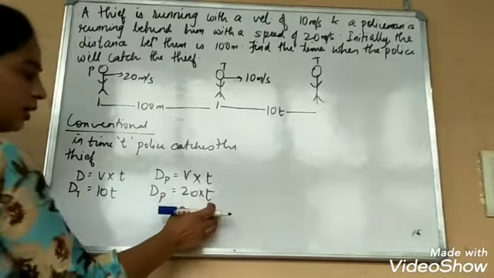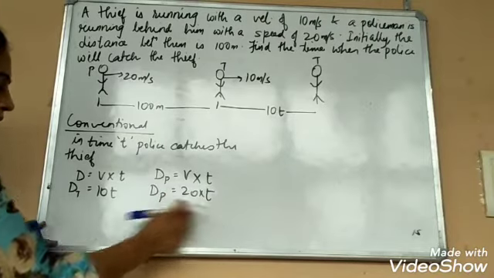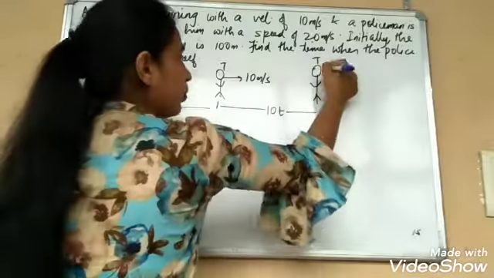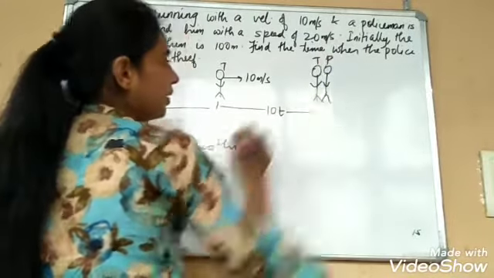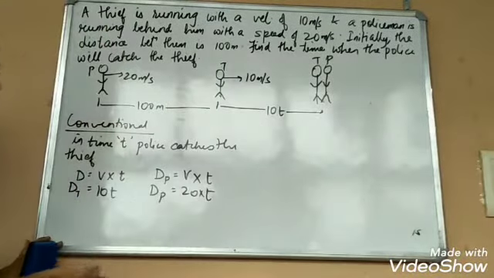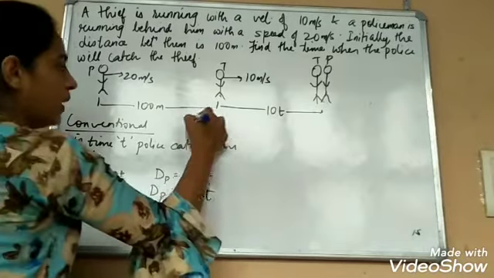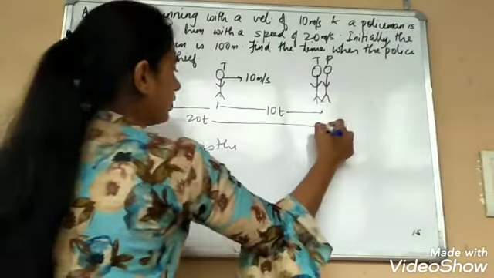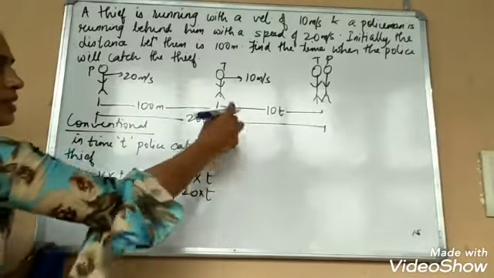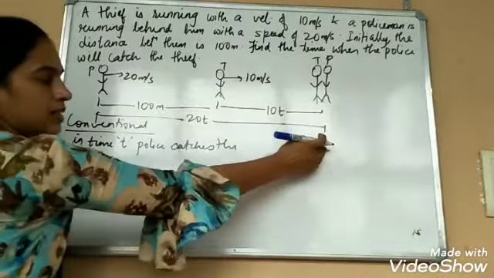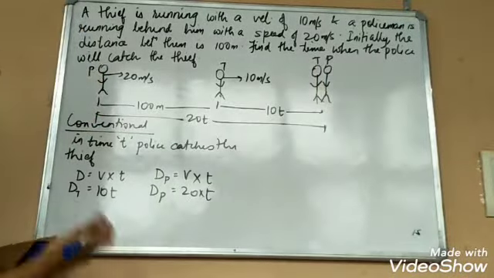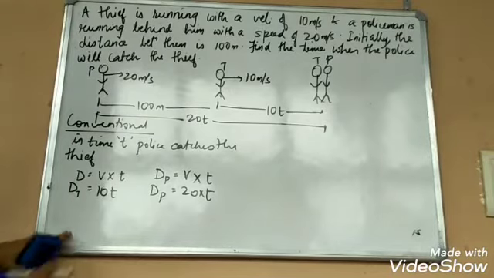So when the policeman covers 20t distance, the thief covers 10t distance. That will be the time when the policeman and the thief come at the same point, and the policeman is able to catch the thief. See, 20t will be this whole distance, and 10t is the distance covered by the thief. The policeman catches the thief in this much time t, right?